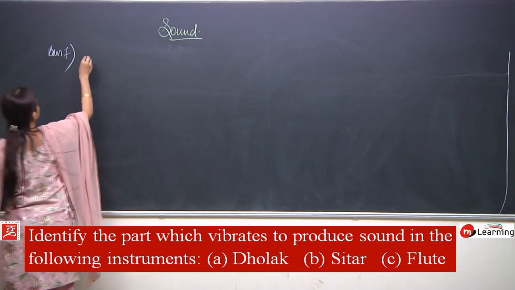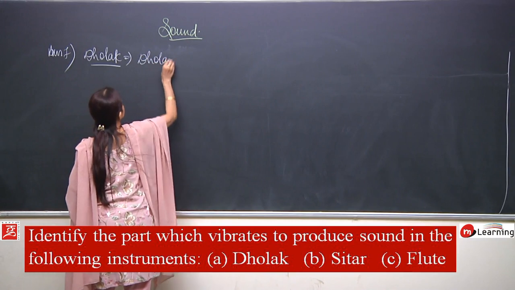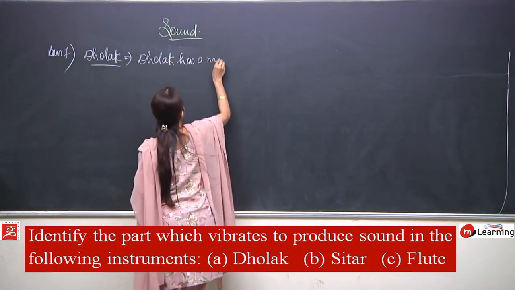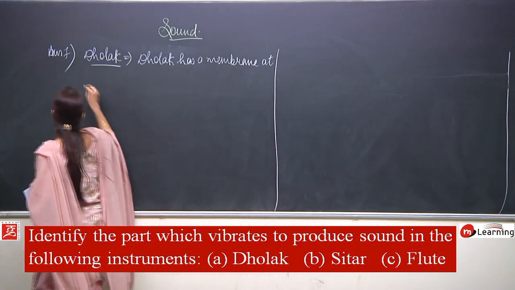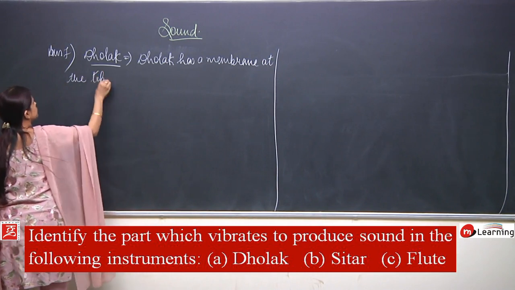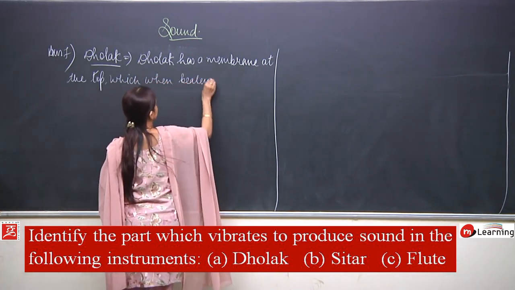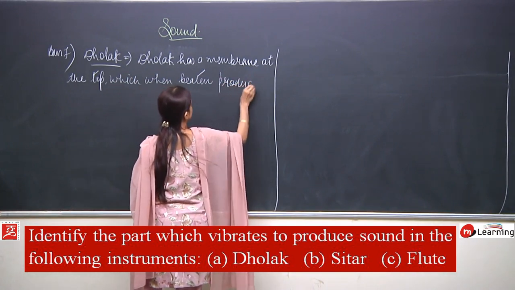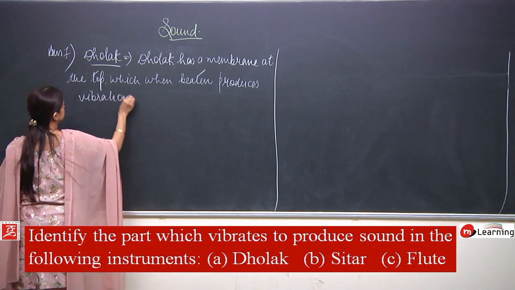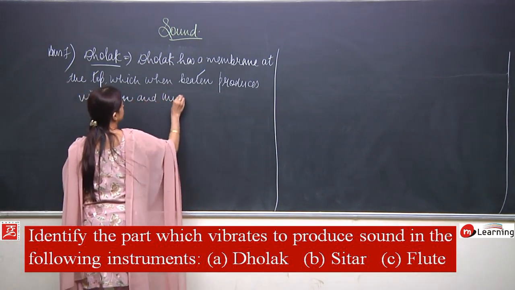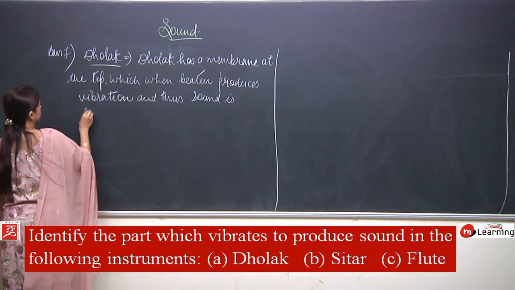First is dholak. So dholak has a membrane at the top, which when beaten produces vibration and thus sound is produced.